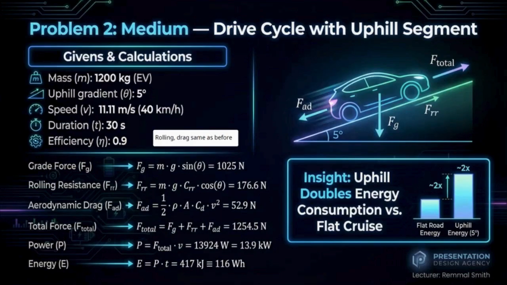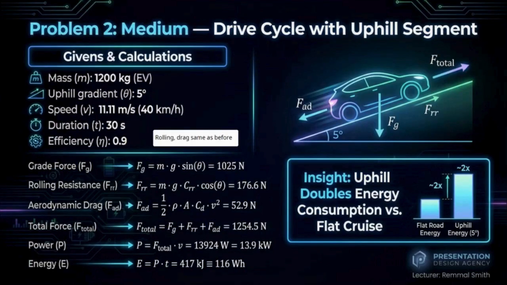1,254.5 newtons. Power equals total force multiplied by speed, giving 13.9 kilowatts. Energy equals power multiplied by time, which gives 417 kilojoules. Converting to watt-hours, energy equals 116 watt-hours. This shows that adding a 5-degree slope nearly doubles the energy compared to flat cruising.